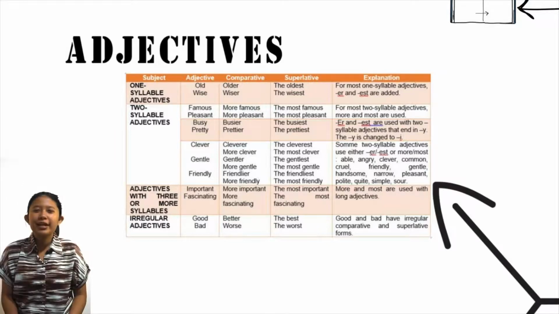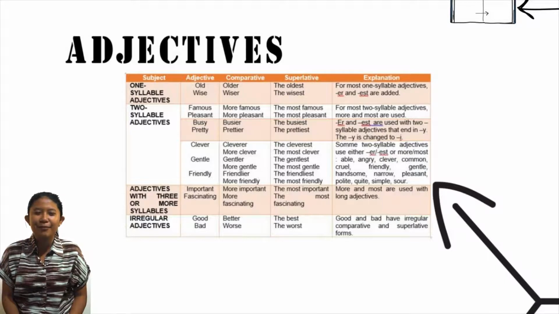And the next is the subject about adjectives with 3 or more syllables. The examples are important and fascinating. The superlative form of important is the most important. The superlative form of fascinating is the most fascinating. Explanation: more and most are used with long syllables.